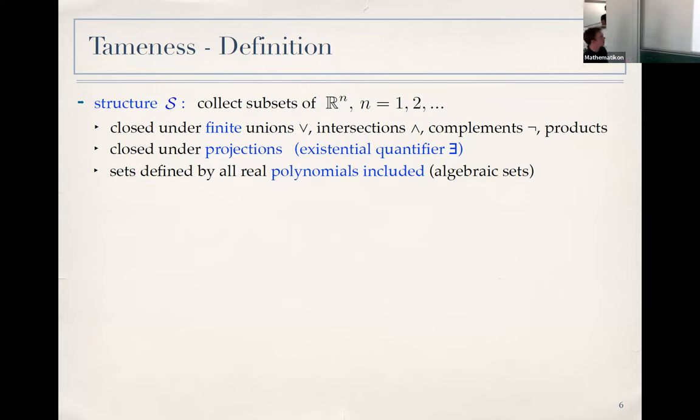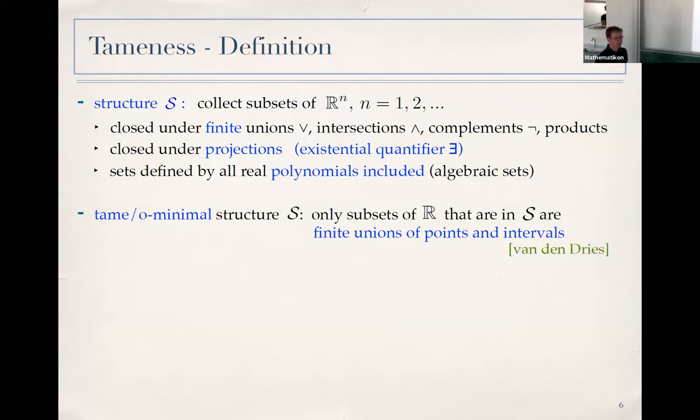Linear projections should be allowed. In logic, this would be the existential quantifier. So there exists an x with the following property. Now, in order to make it richer than algebraic geometry, you already include the real polynomials in these sets. Otherwise the zero set satisfies all of these conditions, but now you include also the real polynomials, already a rich class of sets and functions.